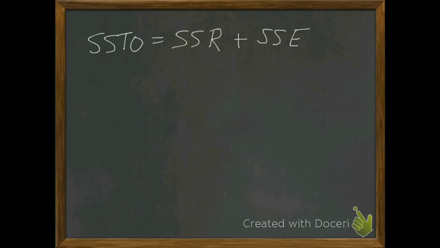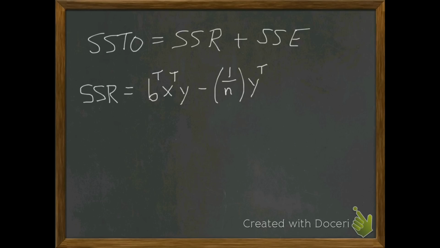So guys, clearly we know that the sum of squares for the total is equal to the sum of squares for the regression plus the sum of squares for the error. So finally, it should be no surprise that the sum of squares for regression is going to be the sum of squares for the total minus the sum of squares for the error. And it turns out that this can actually be shown to be beta transpose x transpose y minus 1 over n y transpose J y.